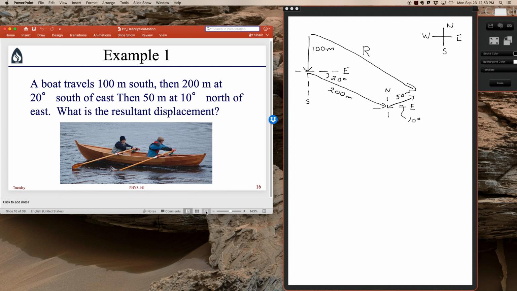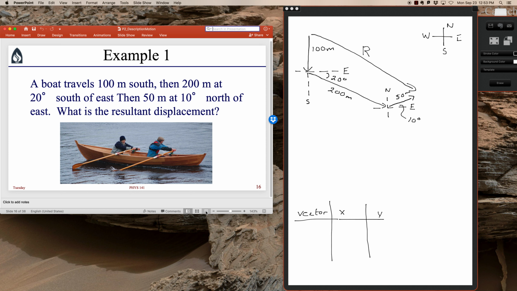So the next step, now that I've drawn a picture of the overall journey, is to take each one of those vectors individually and break them into x and y components. And as I do that, I like to fill out a table. So in my table, I'll have the name of the vector, and then break it up into an x component and a y component.